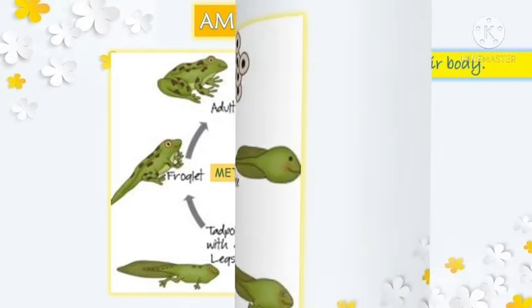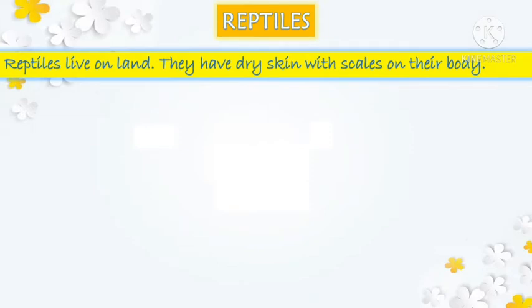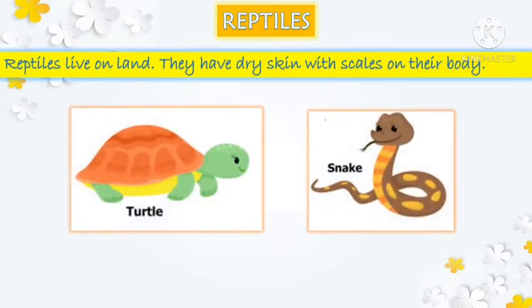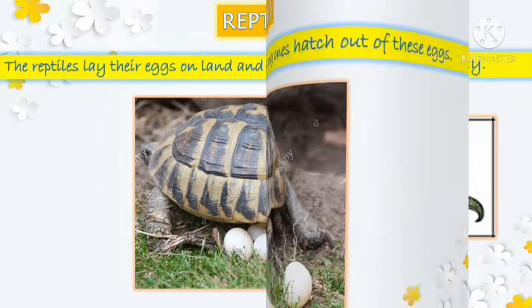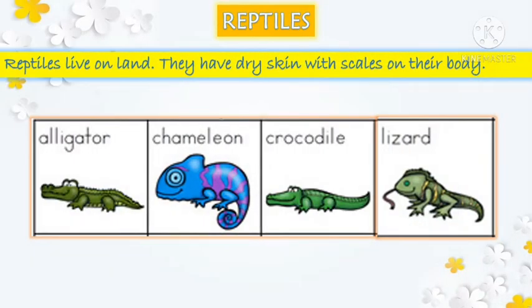Now let us move to the next one, that is reptiles. Children, reptiles live on land. They have dry skin with scales on their body. The reptiles lay their eggs on land and young ones hatch out of these eggs. Some examples of reptiles are alligator, chameleon, crocodile, and lizard.